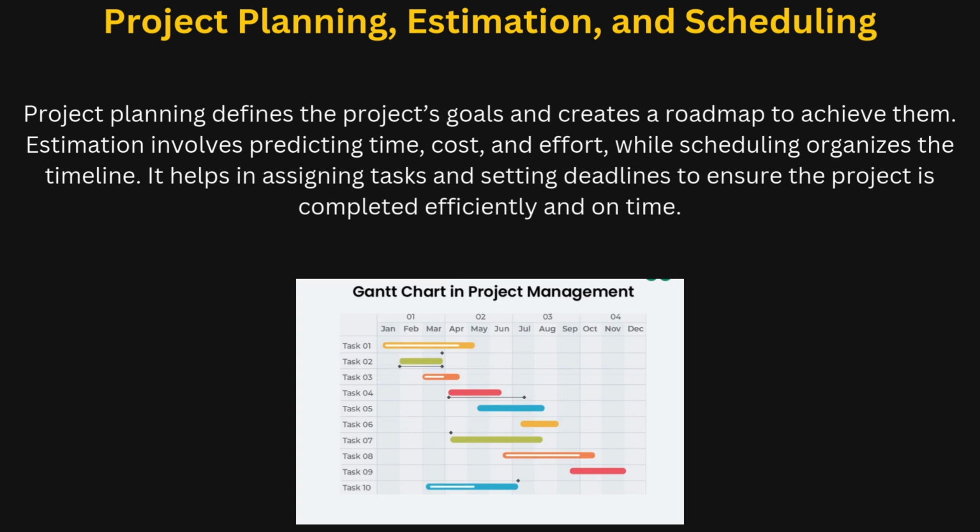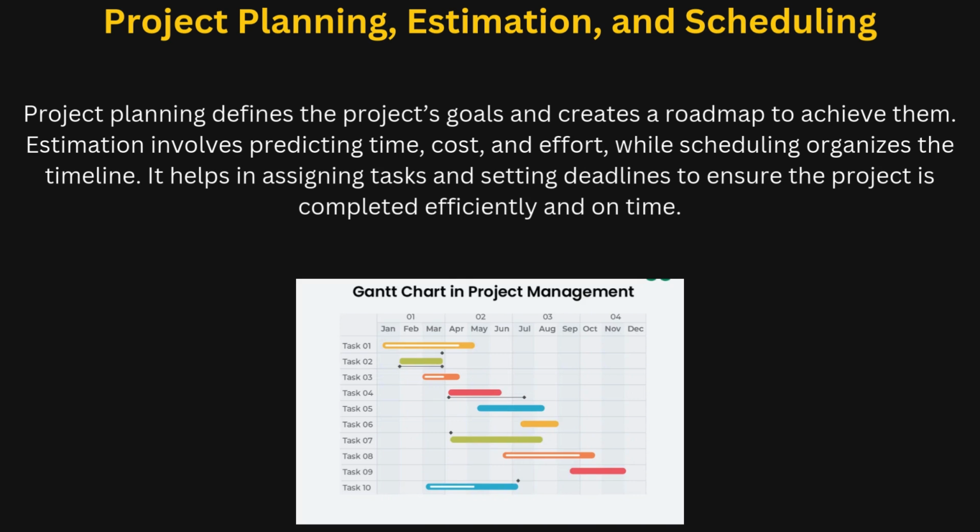Estimation is the process of predicting the effort, time and cost required to complete the project. It's important to make accurate estimates to avoid delays or budget overruns. Scheduling involves organizing the project timeline and assigning specific tasks to team members. This helps to ensure that the work is completed in a logical sequence with clear deadlines for each phase.